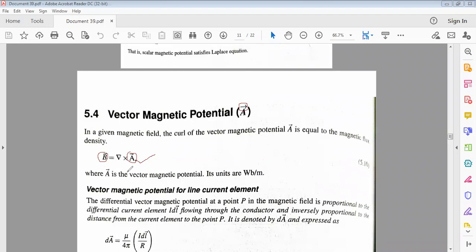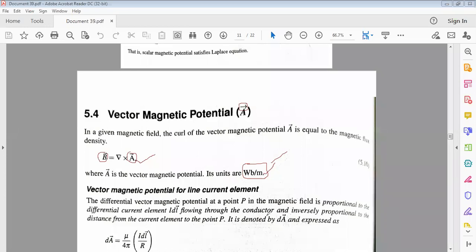Where A is the vector magnetic potential, and units are very important. Weber per meter square. Sorry, Weber per meter, not meter square. This is the Weber per meter. A is the vector magnetic potential, having the units of Weber per meter.